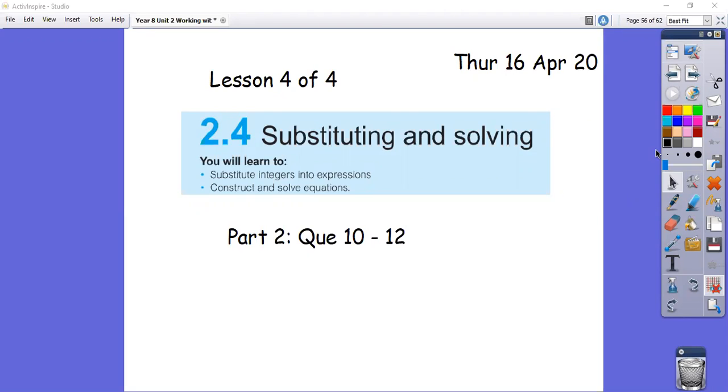We're now going to do the final lesson of the week, lesson 4 of 4. So part 2 now of 2.4, substituting and solving. In the previous lesson, we looked into solving equations and substituting integers into expressions. Today's lesson will be to construct and solve equations. And in part 2, we're going to look at questions 10 to 12.